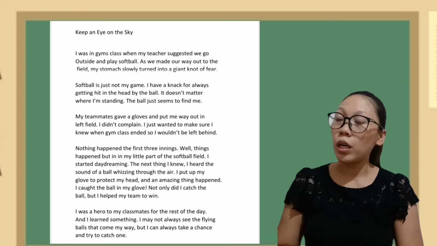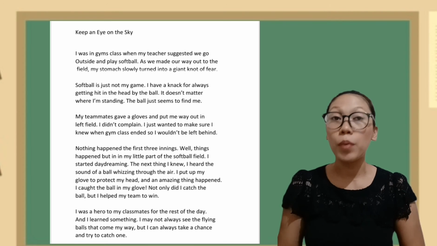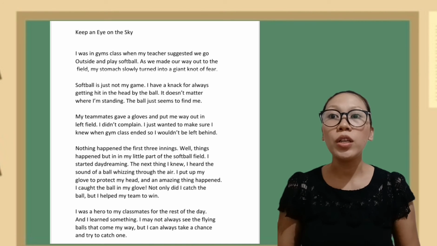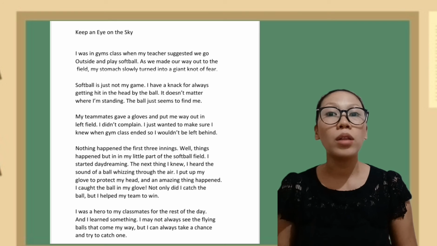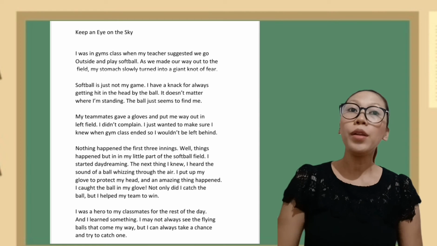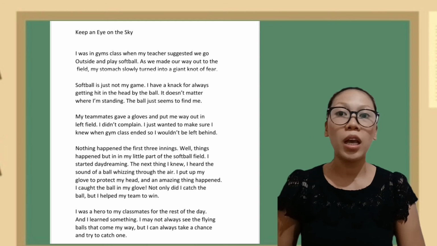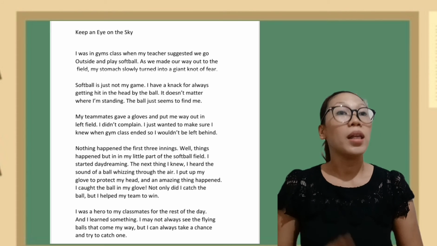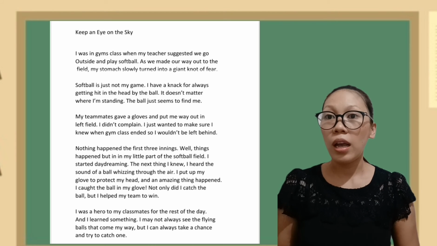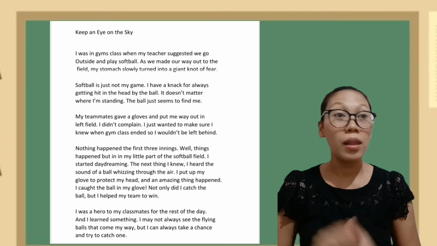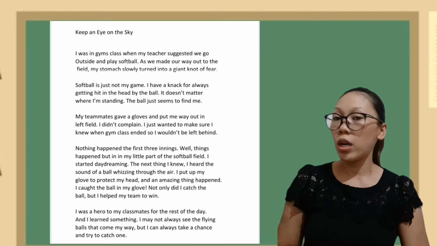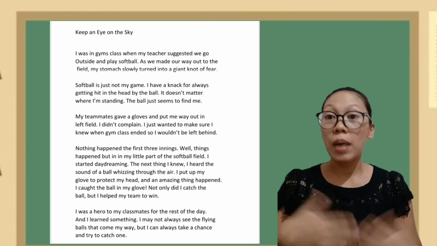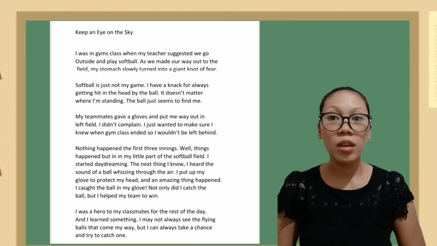And then in the second paragraph, the writer describes a problem he or she faced. And in the third paragraph, the writer describes his or her feelings about the situation. And in the fourth paragraph, the writer gives details to help the reader form a picture of the events. And also, the writer describes the event in the order in which they happen. And then in the last paragraph, as you have noticed, the writer ends his or her story by sharing what he or she learned from this experience.